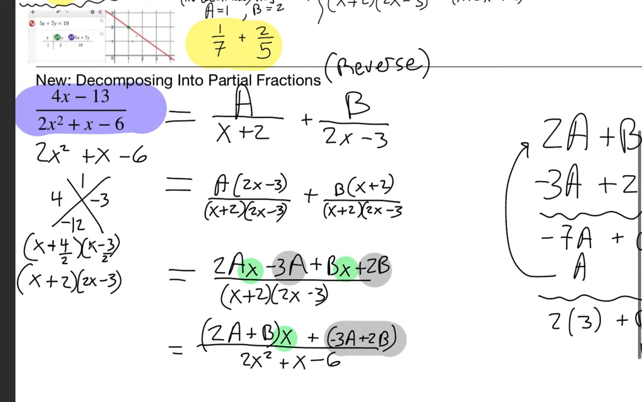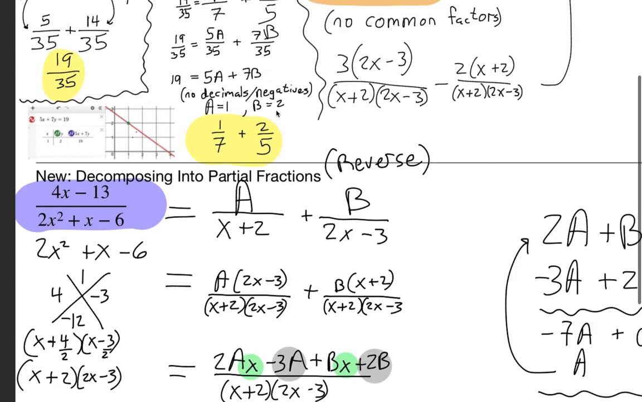Because the denominator factors into these two things, I'm going to put x plus 2 as my first fraction and 2x minus 3 as my second fraction. And so the answer is going to be some value of A, some value of B, that will make these two true. That will make this an identity, true for all values of x.